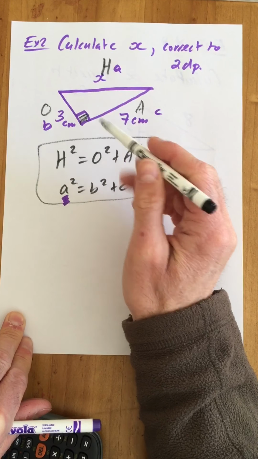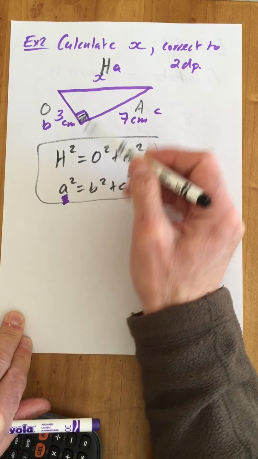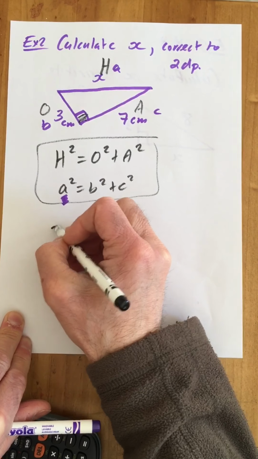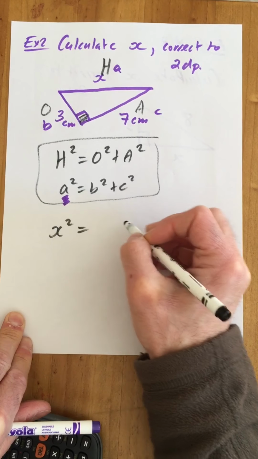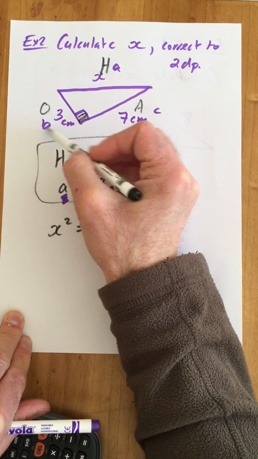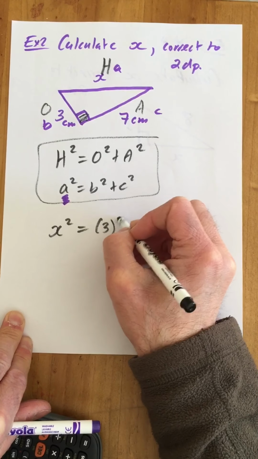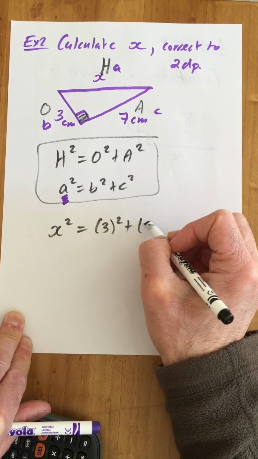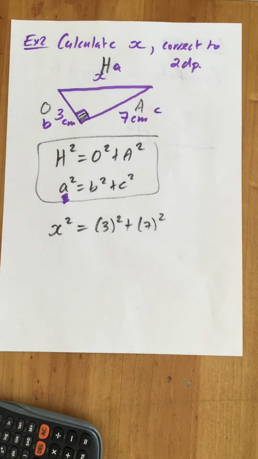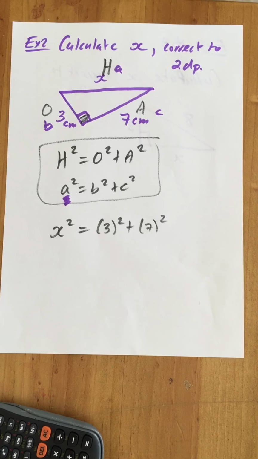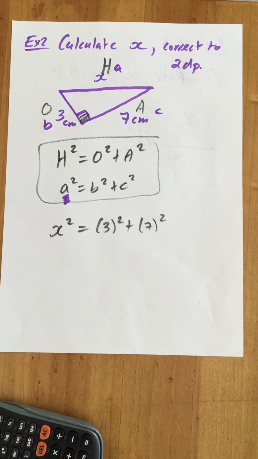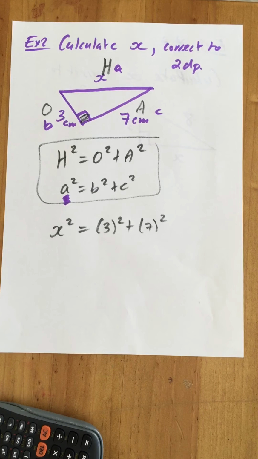What we end up getting is, if you look at big H or little a, it's x. So we're going to have x squared equals, and our other sides are 3 squared plus 7 squared. So just take a moment to look at this, pause the video if you need to, and understand where the x, the 3 and the 7 came from.